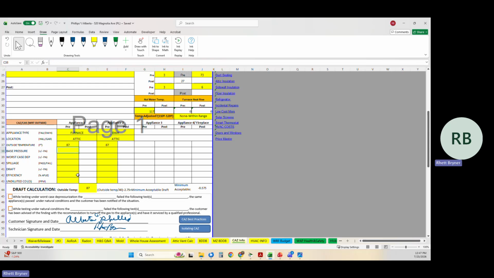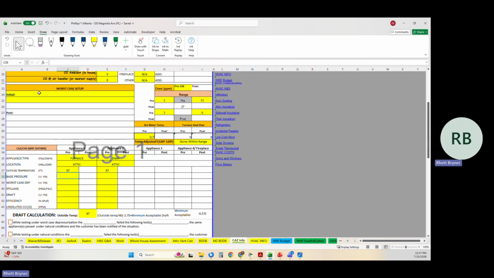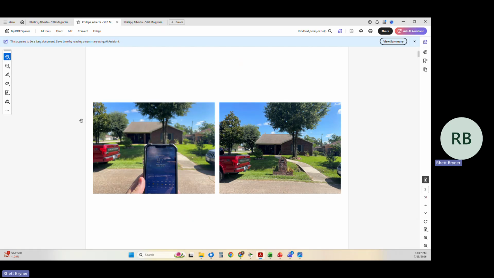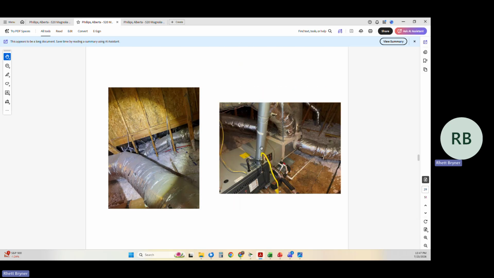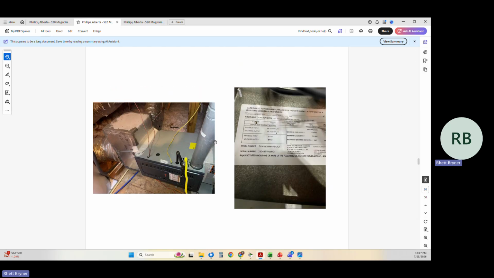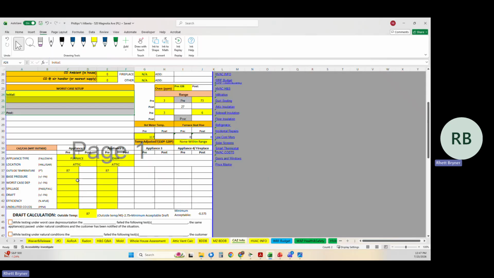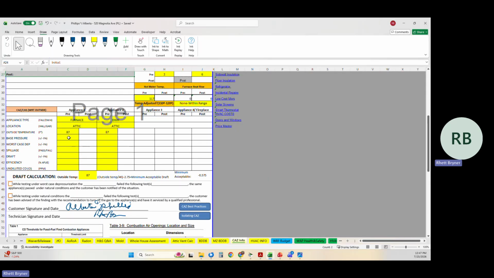Moving on, so for the furnace, this first part here, when we talked about worst case setup, again, you only do a worst case if it's inside the building envelope. And as we just showed, both the furnace and the water heater are both outside the building envelope. So in this case, the worst case setup is going to be not applicable for this, okay?